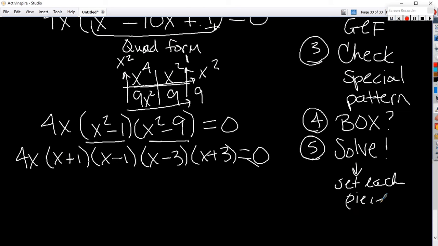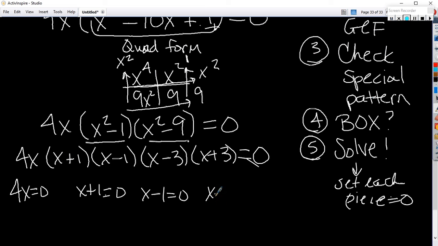Each piece like 4x equals 0 also? So 4x equals 0, x plus 1 equals 0, x minus 1 equals 0. We gotta solve for all these. There's just gonna be a lot of writing. Yeah, it's not hard though. It's what we were doing yesterday.